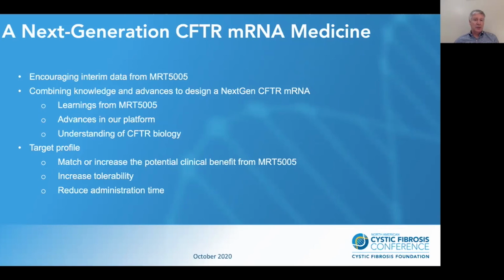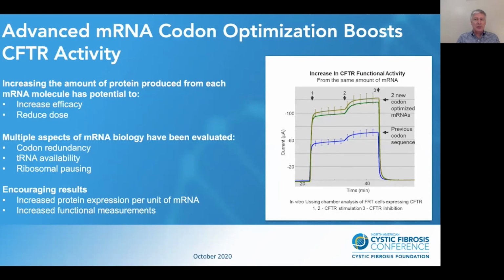One is further optimizing the RNA construct itself. Second, I've already touched on, engineering the protein sequence. And the third are novel, more potent lipids that we have been identifying. Now, starting with codon optimization.